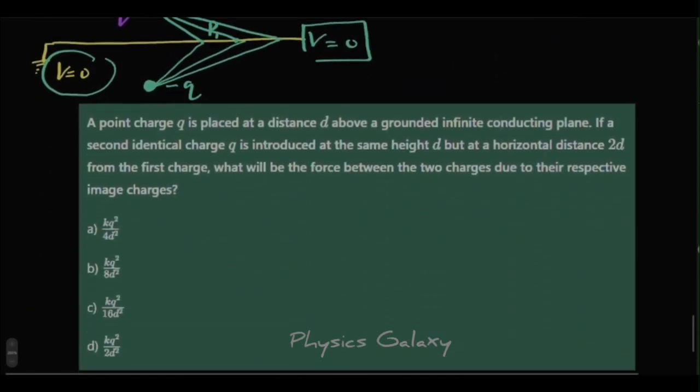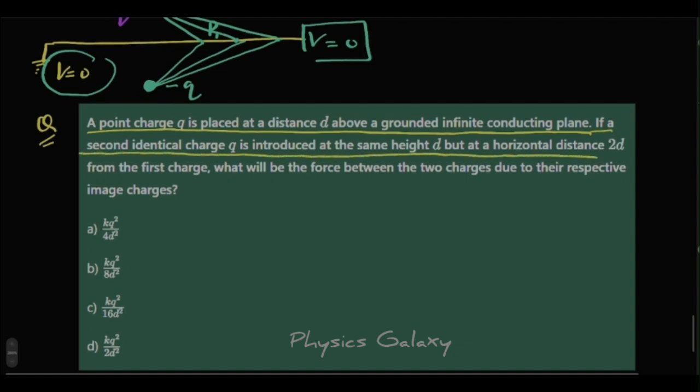Now coming to question number 2, which states: a point charge q is placed at a distance d above a grounded infinite conducting plane. If a second identical charge q is introduced at the same height d but at a horizontal distance 2d from the first charge, what will be the force between the two charges due to their respective image charges?